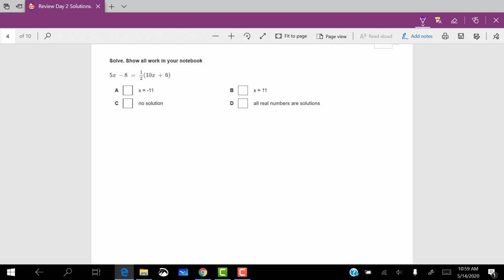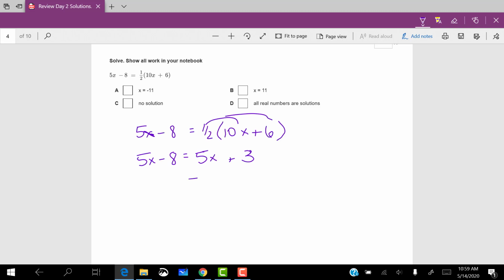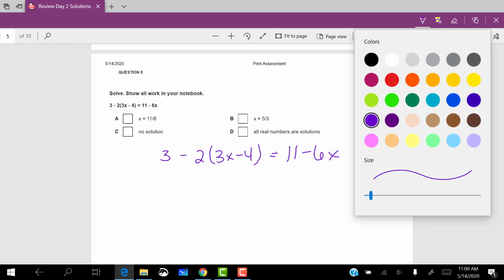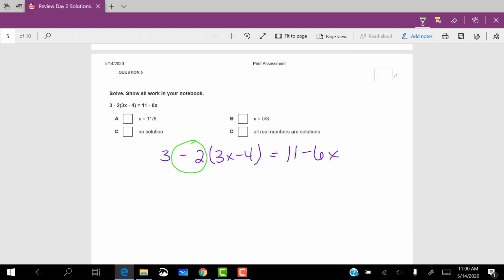Okay, same thing here. I'm going to simplify first. I'll go ahead and subtract 5x from both sides. Well, that gives me negative 8 equals positive 3. This is not true. So that means that no matter what I plug into this equation, it's not going to work. No solution. Be really careful and make sure that you notice that this negative 2 is the thing that we're distributing. Not a 2, but a negative 2.